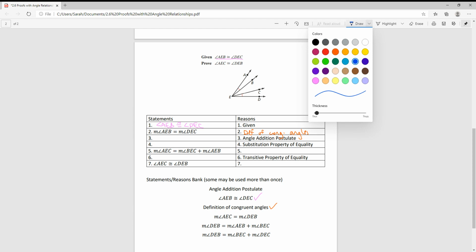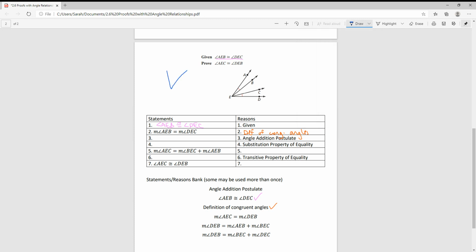Now, the next one you have to think about a little carefully. They're saying some sort of statement using our angle addition postulate. Your angle addition postulate, just to refresh your memory, looks something like this: angle 1 plus angle 2 is going to be equal to the whole bigger angle measure altogether. So where do we see that in our diagram?